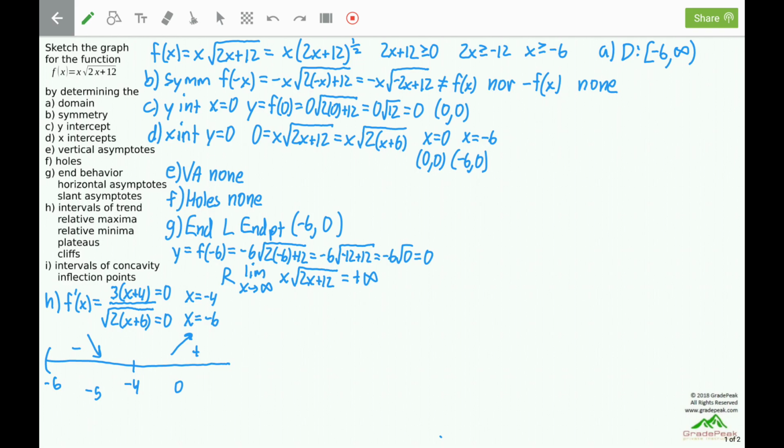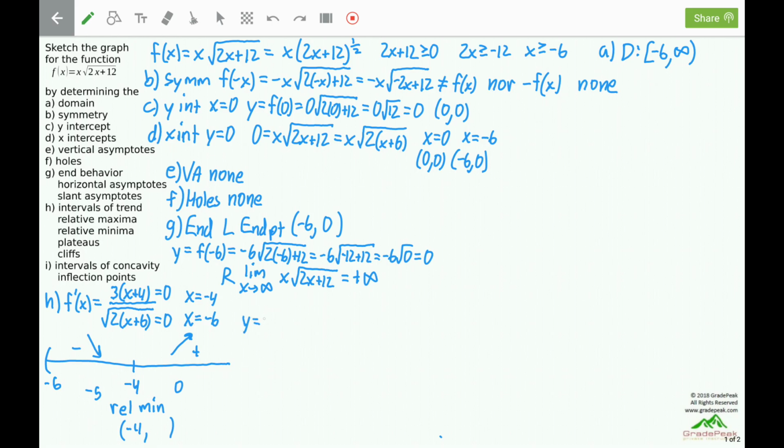Right at the critical number of x equals -4, we have a trend change from decreasing to increasing, so x equals -4 will be a relative minimum. It has an x-coordinate of -4 and a corresponding y-coordinate that can be found by plugging the x-coordinate back into the original function.